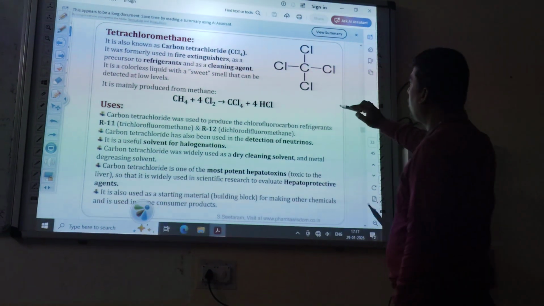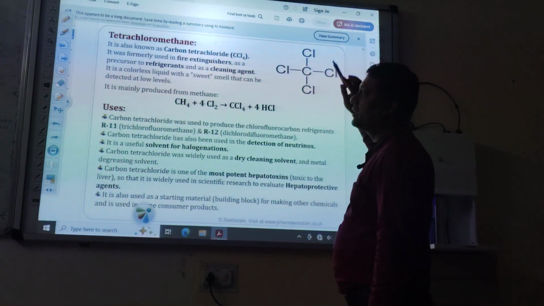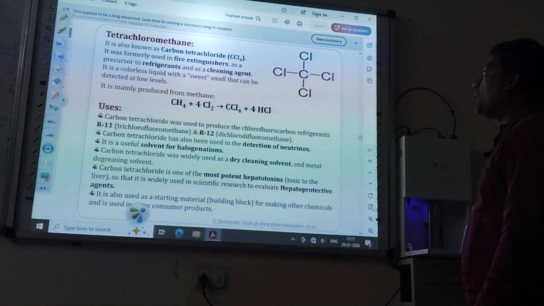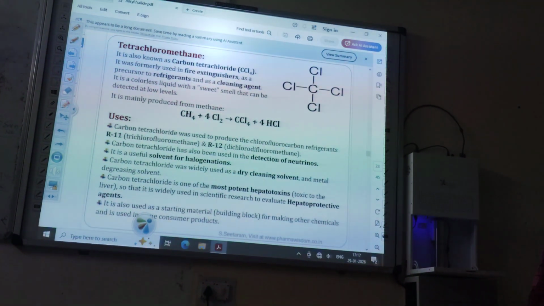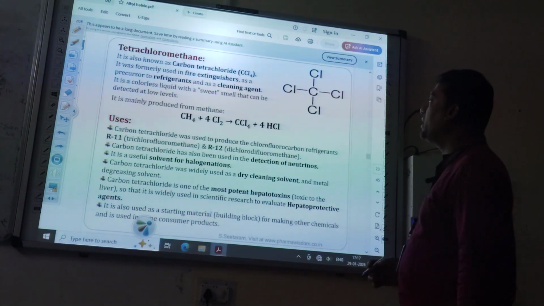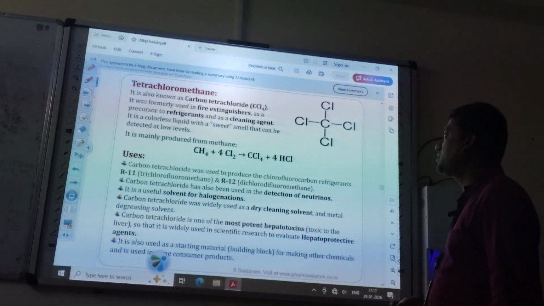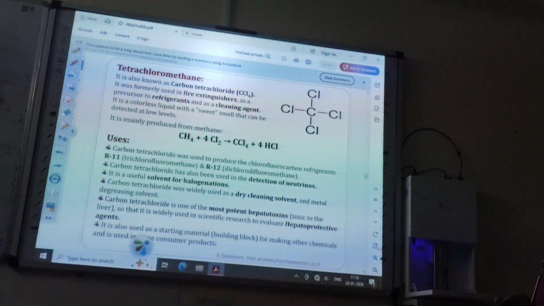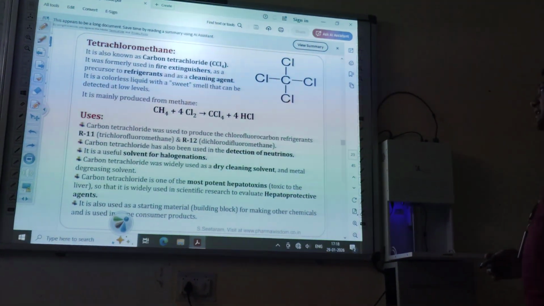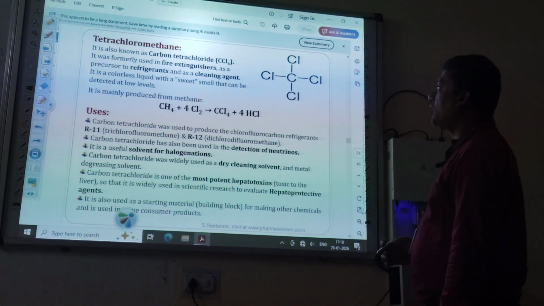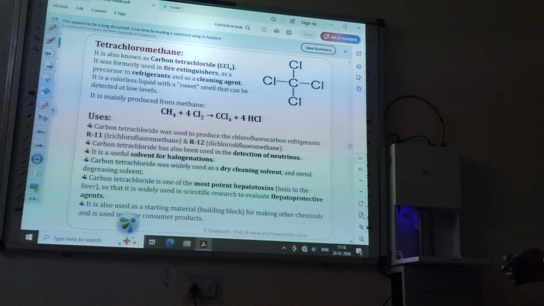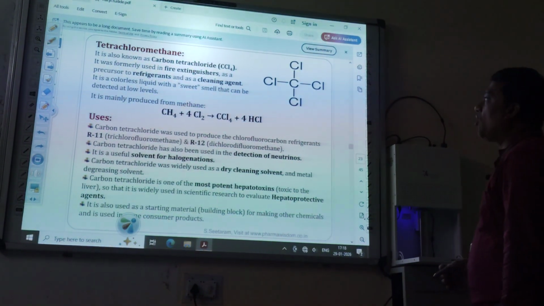Then tetrachloromethane. Four chlorine atoms, and at the center the carbon atom is there. Tetra means 4. It is also known as carbon tetrachloride, CCl4. It was formerly used in fire extinguishers, as a precursor to refrigerants and as a cleaning agent. It is a colorless liquid with a sweet smell that can be detected at low levels.